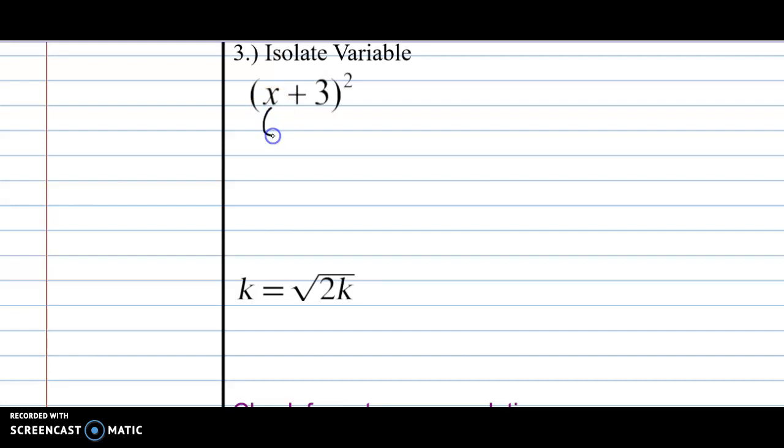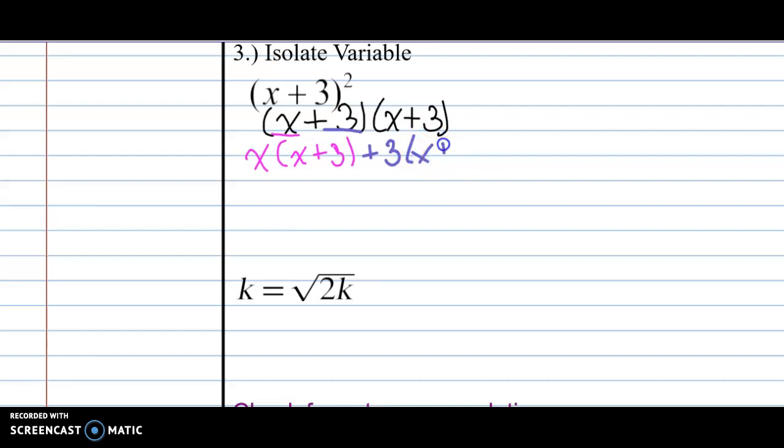So we can do the following. x plus 3 squared is x plus 3 times the quantity x plus 3. So if I use double distributive, take the first term, x, and multiply it by the second binomial. Okay. And then take the second term, 3, and multiply it by the same binomial, which is x plus 3. So now we just distribute.